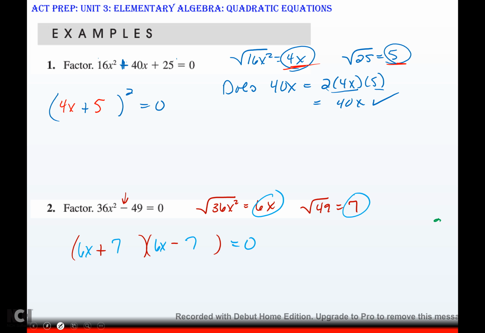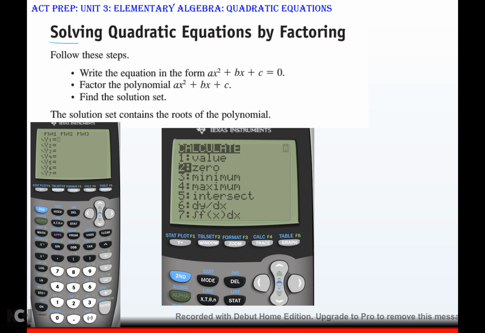Alright, so now we're going to be told to solve these things. All you have to do is the exact same thing we've been doing. We're going to write the equation in standard form. Then we're going to factor. And then we're going to find the solution set by setting the factors equal to 0 and solving.